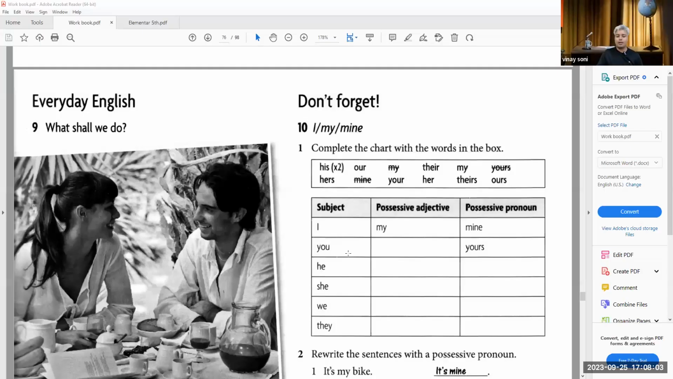We have already talked about it in the class. Take a look at this box that we have here, the chart we have. There are 3 columns. The first column says subject. The second column title is possessive adjectives, and the third is possessive pronouns. There is enough help for you to observe the pattern.